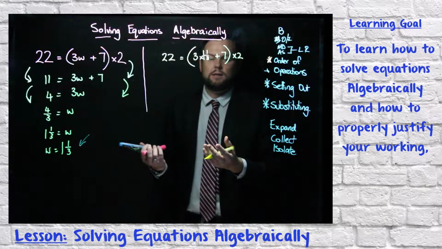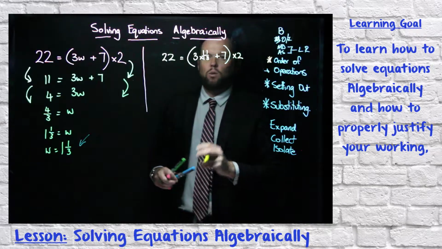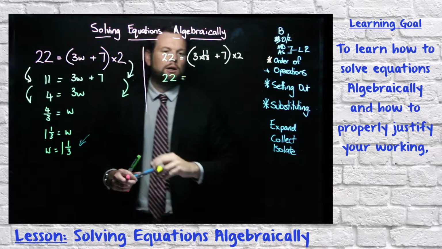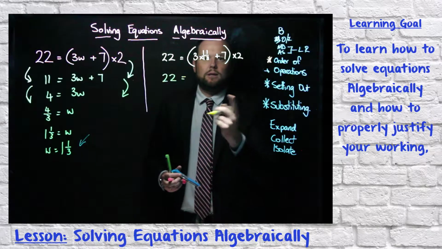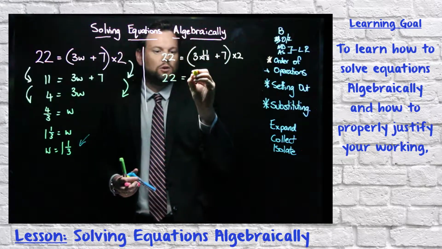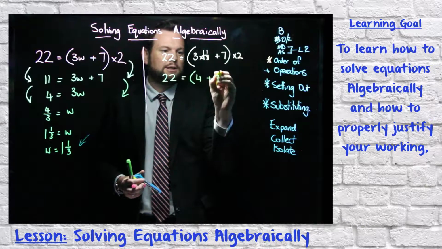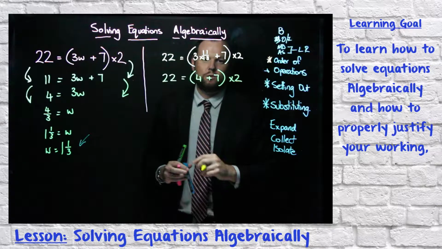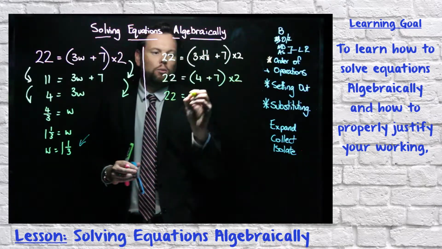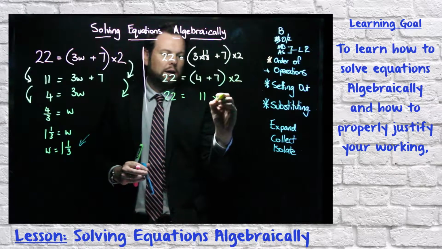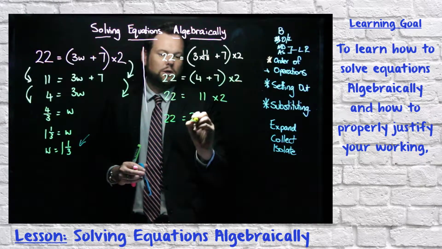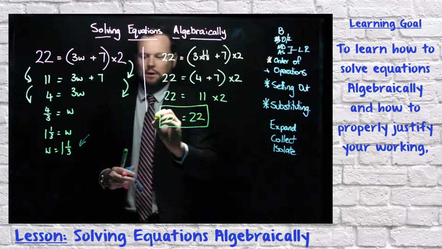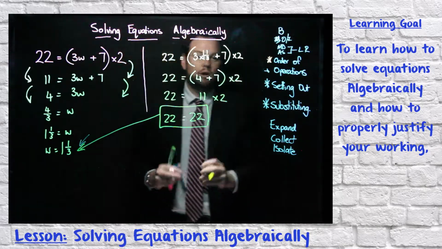And if I went through this and I did 3 times 1 1/3, okay, and let's just go through this. 3 times 1 1/3, so that's 3, and so that actually makes 4, so this isn't too hard at all, okay? 4 plus 7 times 2, because 3 times 1 1/3 equals 4, okay? So then 4 plus 7 gives me 11, and 11 times 2 gives me 22. So what I've actually just done there is I've proven that my answer of 1 1/3 is correct.